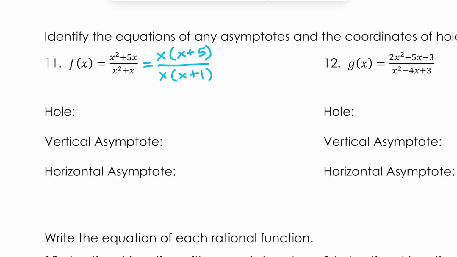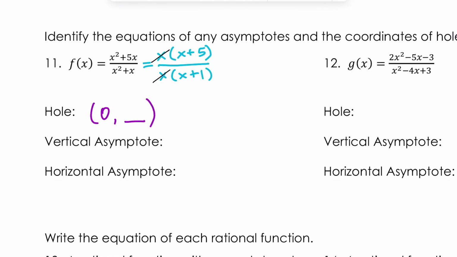I can reduce an x on the numerator and denominator. And because that's an x, that's really what our value would be, 0. So it's going to be 0, comma, something will be our hole.